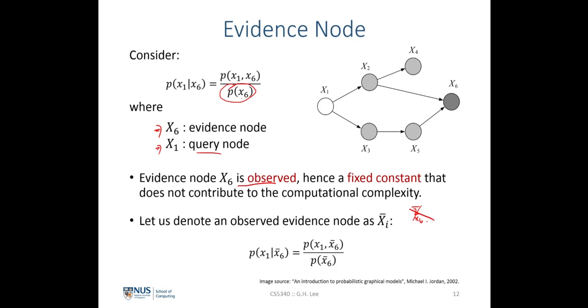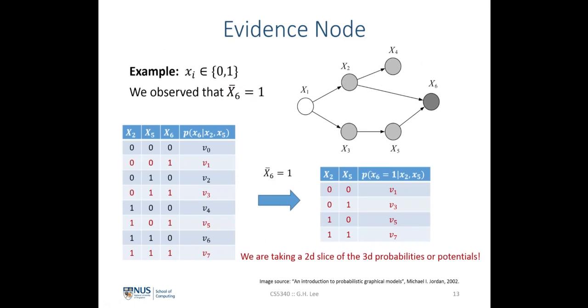And we'll now denote any observed evidence node as x bar i over here. So in this case, since we have observed x6, we'll denote x6 as x6 bar in our probability distribution over here. And what this essentially means is that we are taking a slice of the joint or conditional probability distribution table when we observe a certain random variable to be at a certain state.